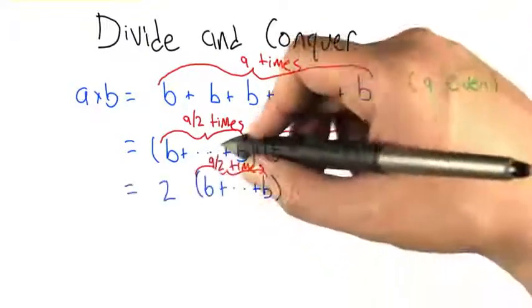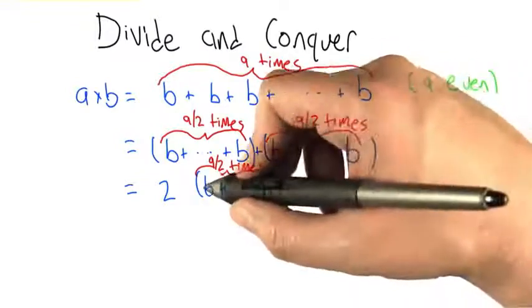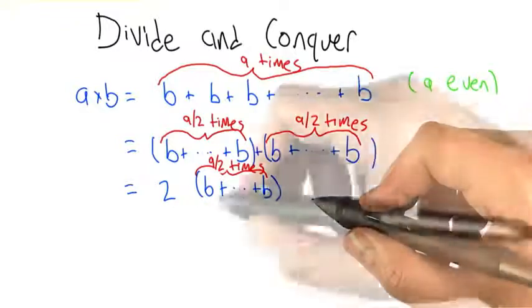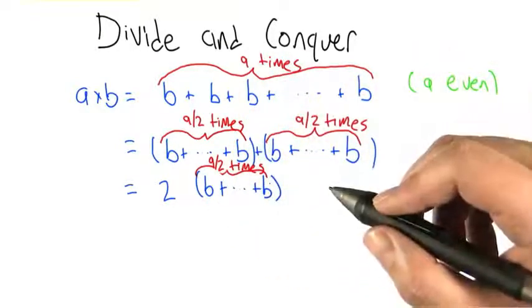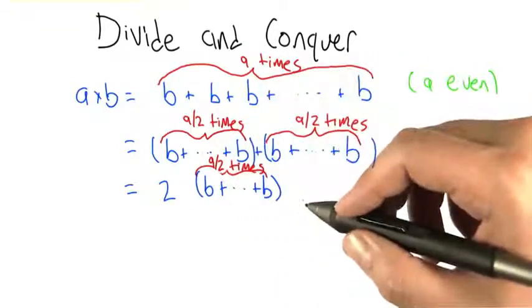But it's silly to compute the same thing twice. So really, if we're doing this calculation, we could just compute it once, b added to itself a over 2 times, and then just double the result that we get. Doing this calculation here is basically now repeating the same operation over again. So each time we're doing part of the sum here, we're actually saving ourselves a tremendous amount of effort.